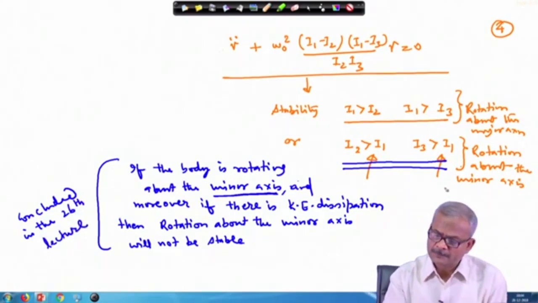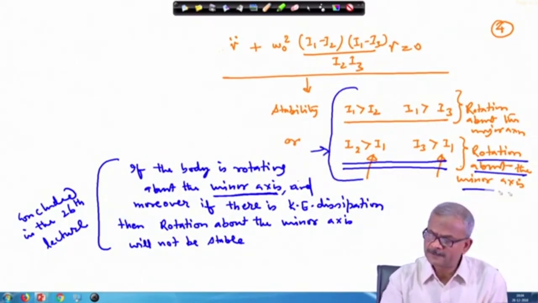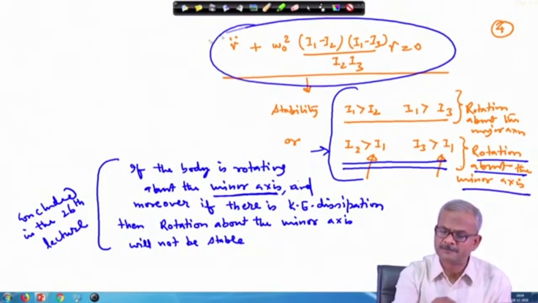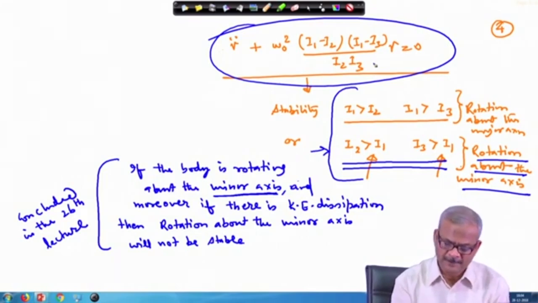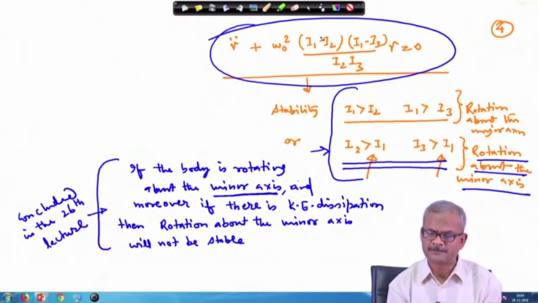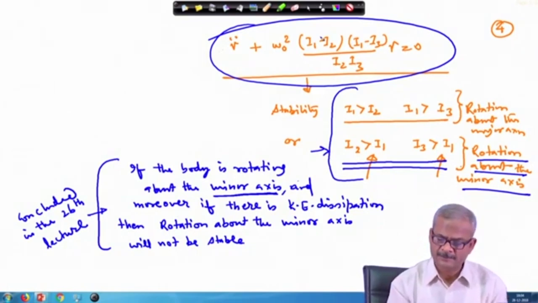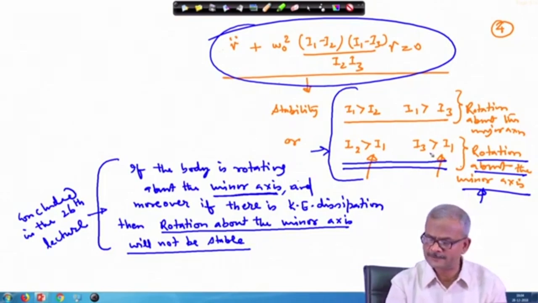Okay. So, that implies, though here what we are getting, that even if the rotation is about the minor axis, the system will be stable, because this is of the simple harmonic motion format, meaning the disturbance remains bounded. But this is not giving you any information about dissipation of energy. If there is dissipation of energy, then the rotation about the minor axis will not be stable, as concluded from the earlier place. It is contrary to this. Here we have not considered the kinetic energy dissipation, and therefore we got this condition.